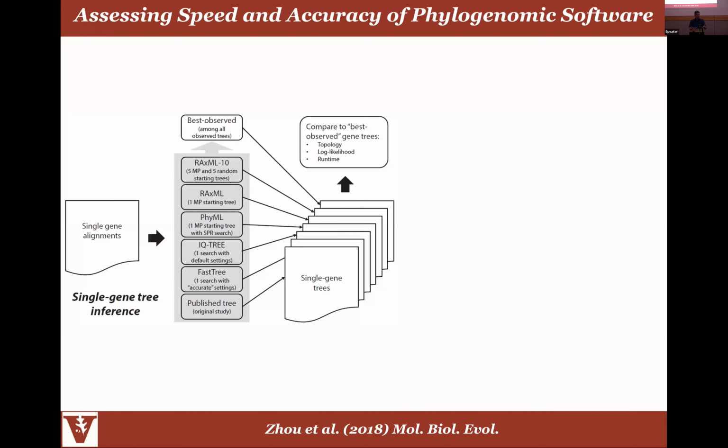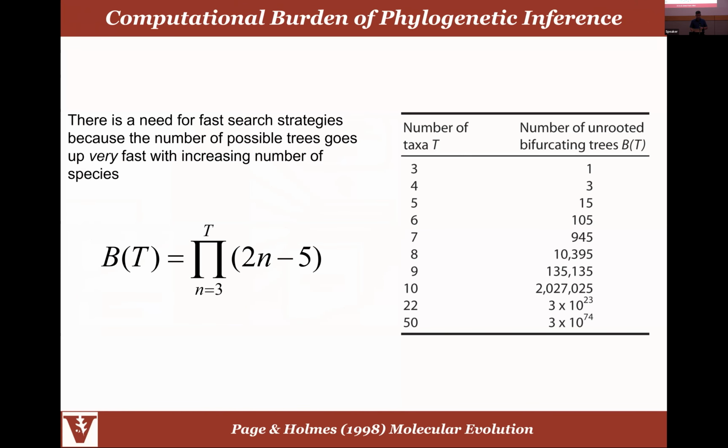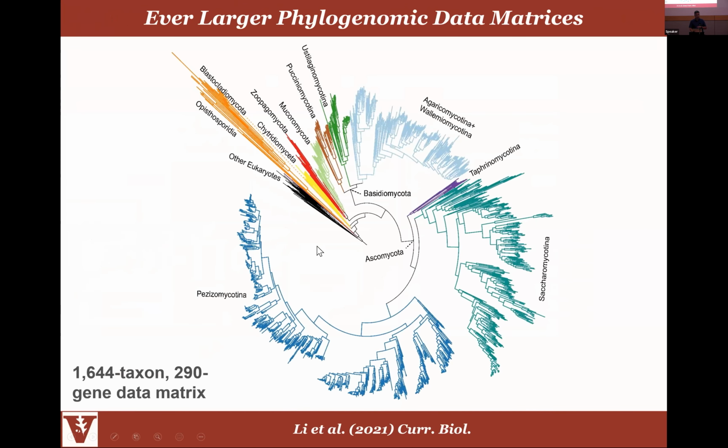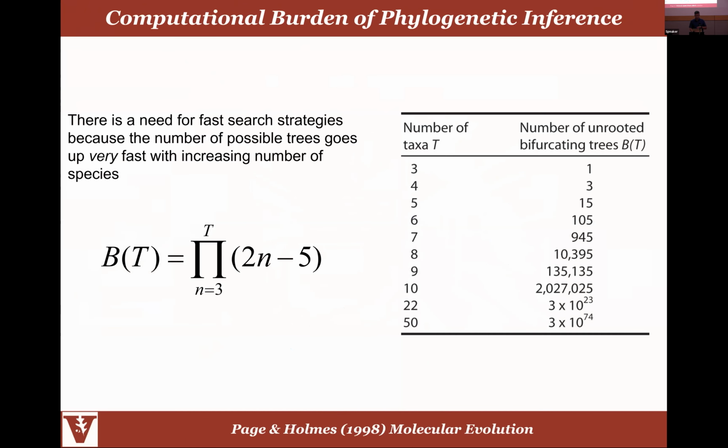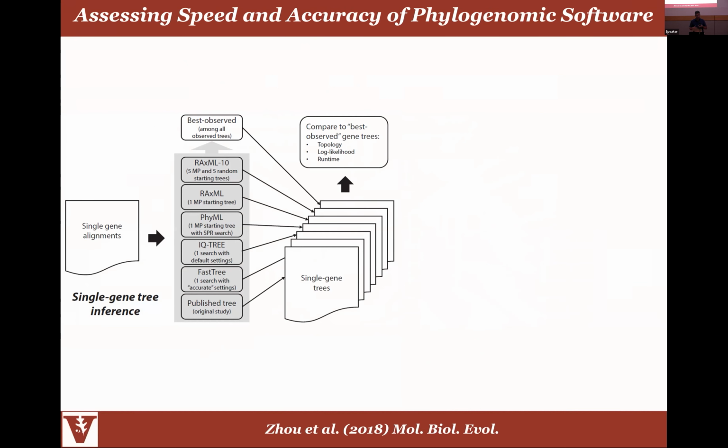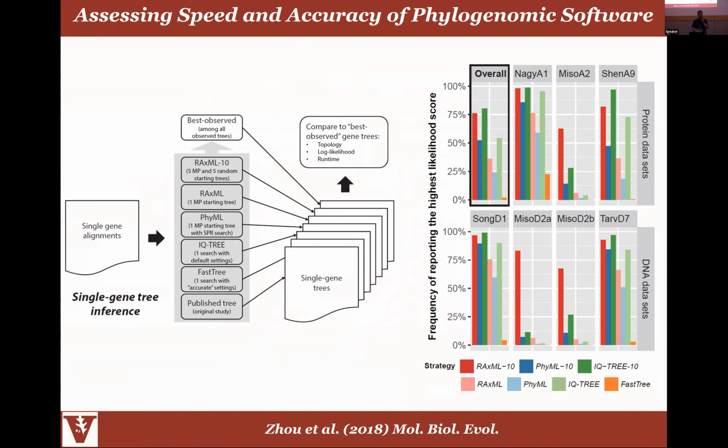Obviously, analyzing data matrices like these takes a lot of time, months on supercomputer clusters. At some point, we're going to reach data set sizes where we'll have to take out taxa if we want our postdocs to find faculty positions and get papers and so on. We've done some analysis trying to assess speed and accuracy of phylogenomic software, and it's very clear there's a trade-off.